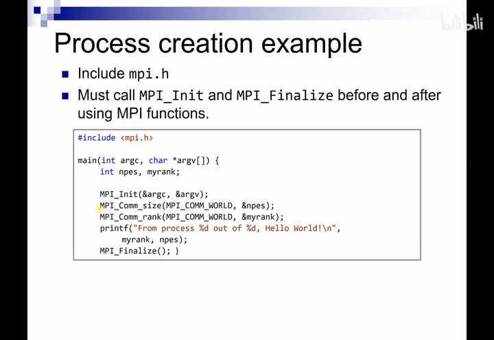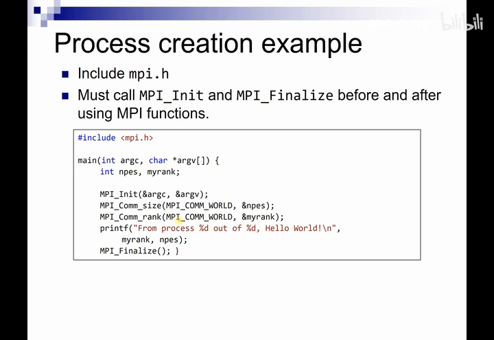Okay, so therefore what this line is doing, MPI comm size, is you're saying tell me how many processes are in this communicator MPI comm world, and then store that in the variable mpes. So mpes is going to be the number of processes that you're running with.